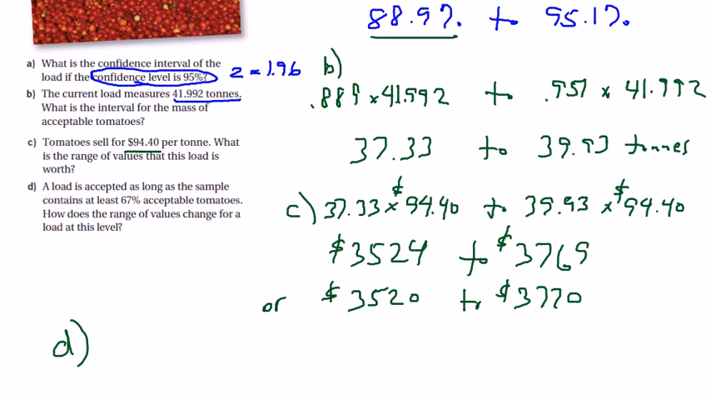And so for part D, load is acceptable as long as the sample contains at least 67% acceptable tomatoes. That's the low end. The actual sample was 92%. How does this range of values change for a load at this level? I'm not sure what they mean by values. So, well, first we'll figure out what the percentages would be. So we'll start all over again now, just to show that we're starting all over again. Maybe I'll do it in red. There we go. This is a whole new problem.